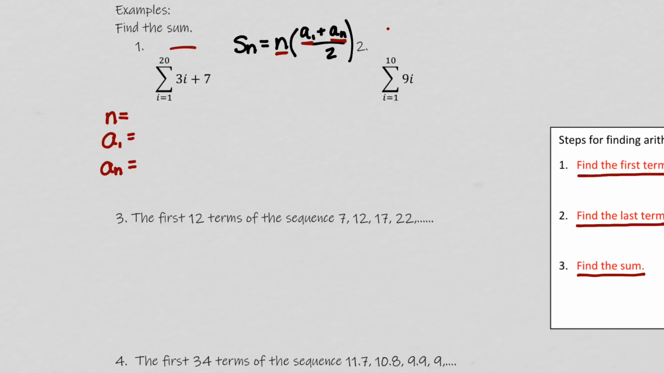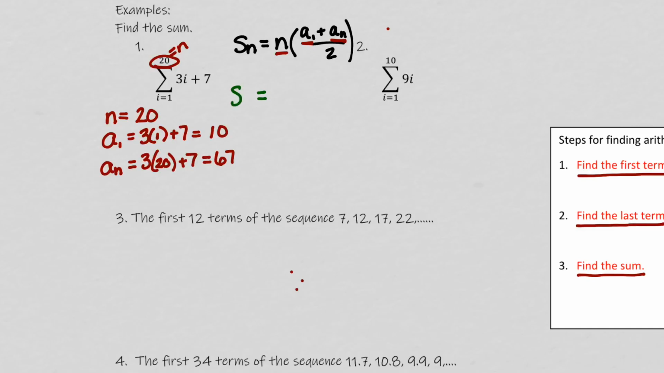So if I look at this summation notation right here, this top number is n, so I know n is 20. The first term, which means that's when n is 1, or in this case i is 1, sorry. 3 times 1 plus 7, that equals 10. And I want the last term, which is what an means, which means I'm plugging in n, which is 20. So 3 times 20 plus 7, and that'll equal 67. Okay, so I found all the pieces that I need. I'm now going to plug them in and find the sum.